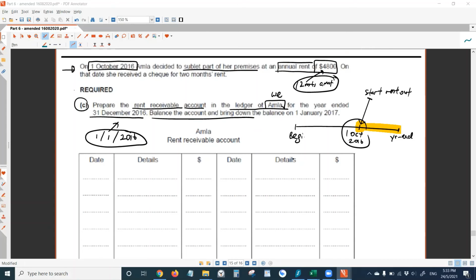Okay, good, Yuan Yue. Justin, what did you manage to find? Okay, Justin, you see the question. Just now I told you annual rent is $4,800. Annual means 12 months, $4,800. But you gave me an answer of 24,000. So 24,000, do you think that's the amount Amla should receive for the rent during the year? Not logical, right?